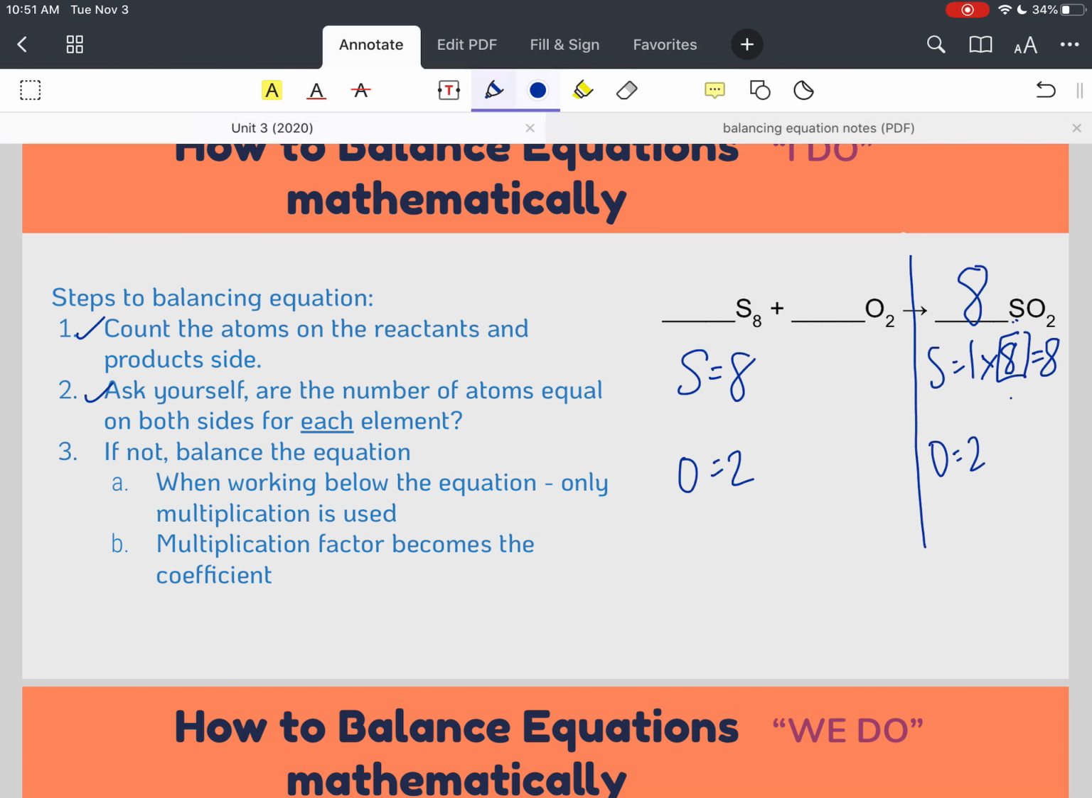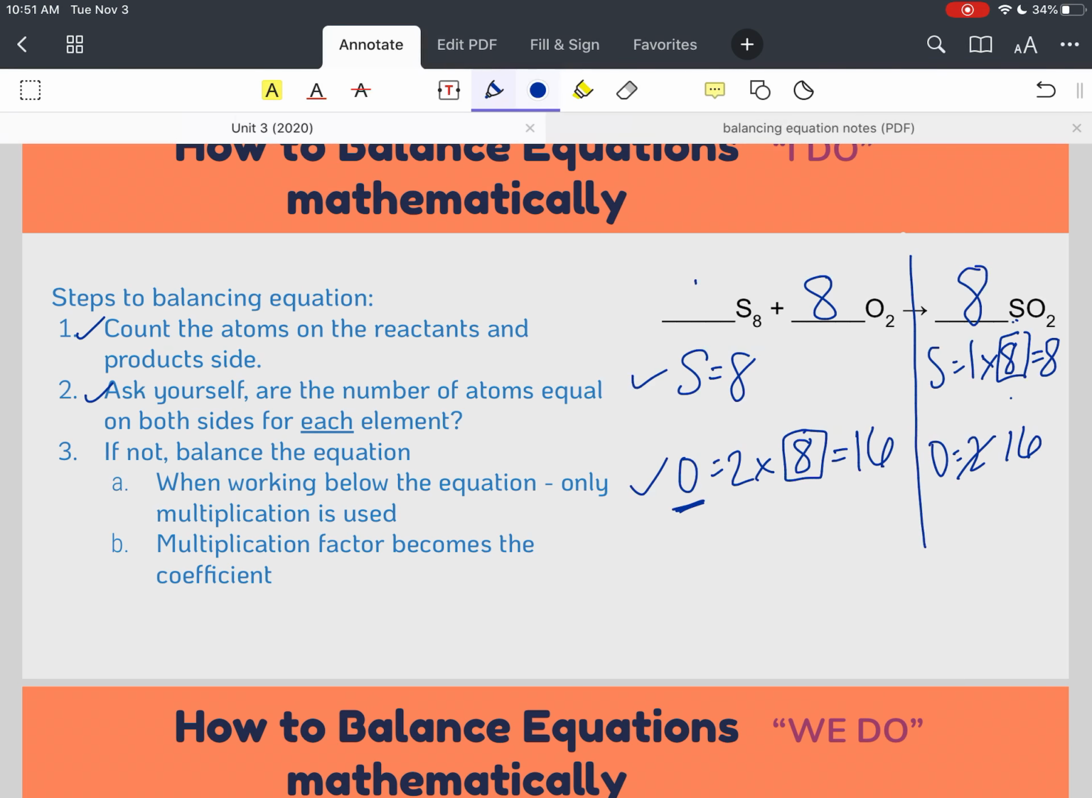Okay, one thing you can't forget to do is change your oxygens, right? Because this is saying I have 8 whole molecules of SO2. So 8 times 2 is 16. What can I multiply 2 by to get 16? 8. Notice I'm talking about oxygen, so my 8 is going to go in front of oxygen. What goes in the box goes on the line.